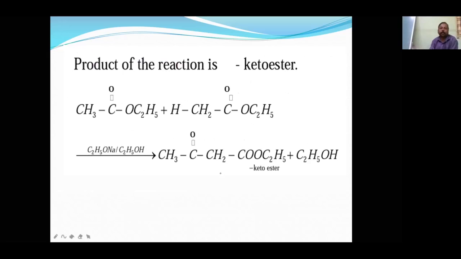And what is the product here? It is alpha keto ester, sorry, very sorry, it is beta keto ester. Okay, what is beta keto? See, this is the functional carbon, this is alpha. Okay, this is beta keto ester. Okay, now here only I will write Claisen condensation.